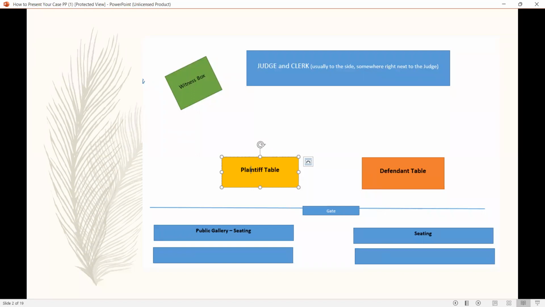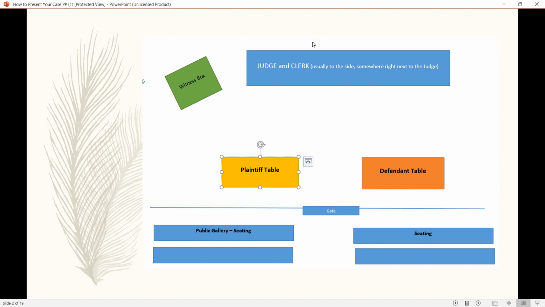The graphic or diagram that you're seeing on the screen now is a general layout of what a typical courtroom might look like, what to expect when you walk into a courtroom. The public seating or gallery is usually separated by some type of barrier and a gate where you walk into what is called the well, the space between the plaintiff's table, defendant's table, and the judge. There will be a designated table for the plaintiff and a designated table for the defendant. They're usually side by side.